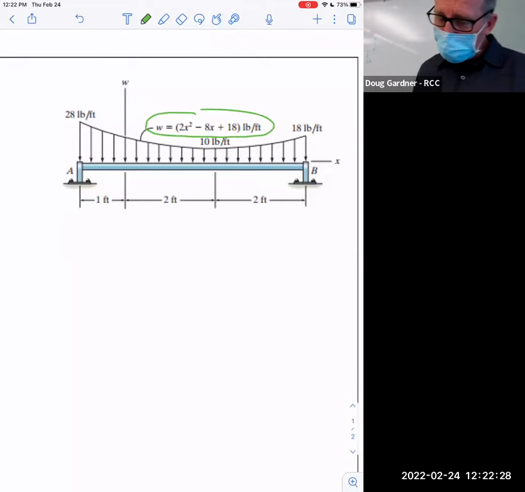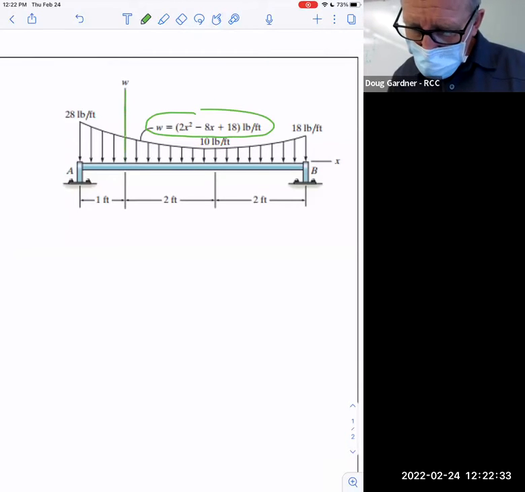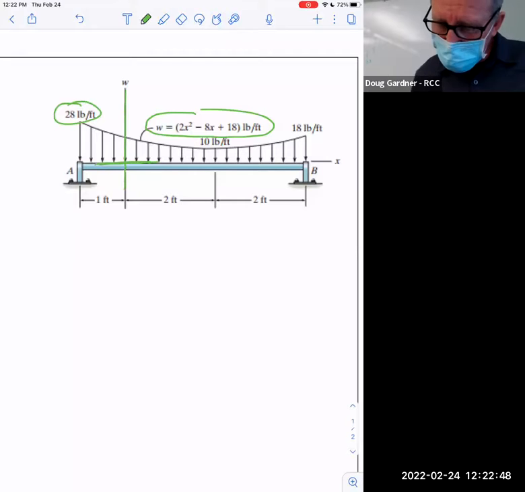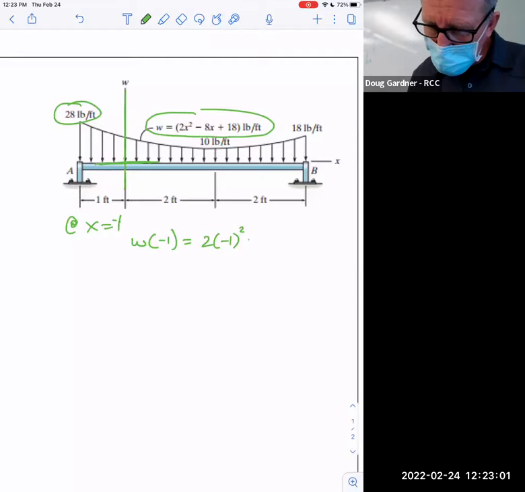Now, there is something you need to look at very carefully here, which is easy to miss, but notice this is the axis right here. That's where 0, 0 is. It's not over on the left. They put it 1 foot in for some reason. That feels really weird. But one thing you might do really quick is, given that this location right here is at x is -1, then W of -1 would be 2 times -1 squared minus 8 times -1 plus 18.